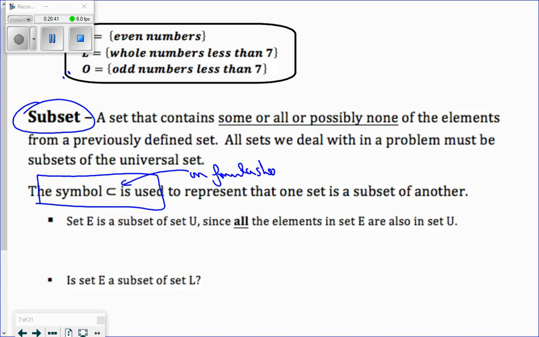So you were told that that symbol means subset. It says E is a subset of U, right? U is the universal. So here's my even numbers, here's my universal, so we would write E is a subset of U. Why? Because all the elements in E are also in U.